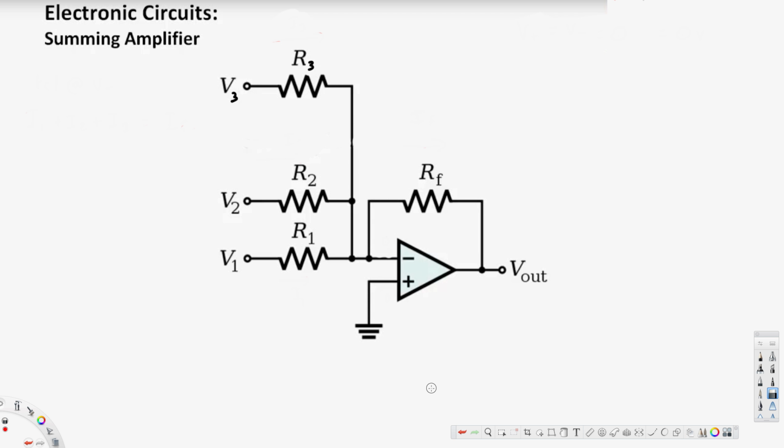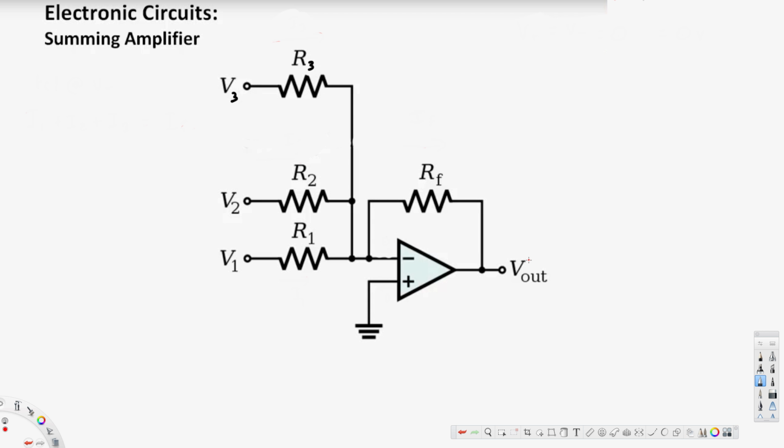What's going on, guys? In this video we are going to see an example of a summing amplifier. In this particular problem we are going to see how to find this Vout voltage. Here we have three input voltages, V1, V2, V3, and also we have three input resistances R1, R2, R3, and also we have a feedback resistance, that is RF, and we are trying to find Vout.